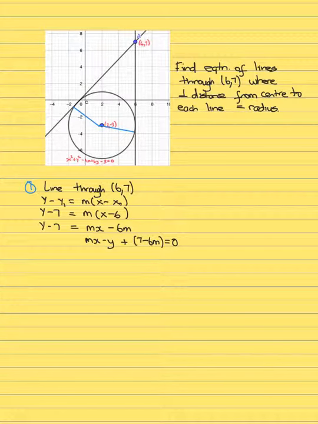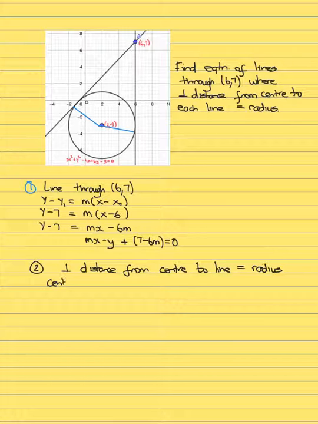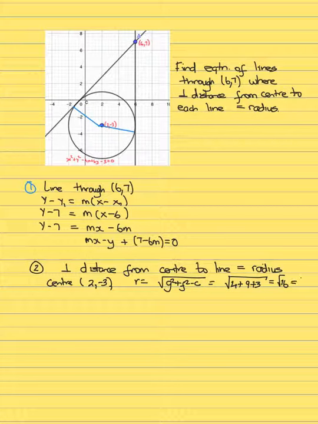But of course we know that the perpendicular distance from the centre to the line has to be equal to the radius. Now the centre of the circle we can see clearly is (2, -3), and we can work out the radius using the square root of g squared plus f squared minus c. So we get the radius to be the square root of 4 plus 9 plus 3, and that's the square root of 16, which is equal to 4. So the radius is 4. So the distance from (2, -3) to this line here must be equal to 4, and we'll have a look at that now.